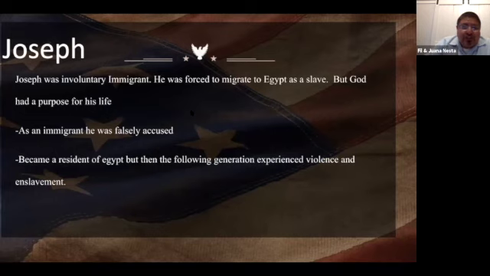Joseph, as Juana was explaining, the involuntary immigrant was an involuntary immigrant because he was enslaved and was forced to migrate to Egypt as a slave. But God had a purpose for his life. As an immigrant, he was falsely accused, which happens a lot, believe it or not.